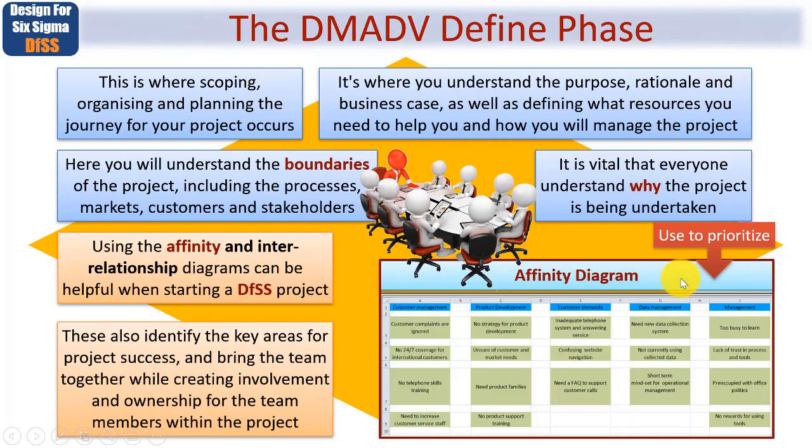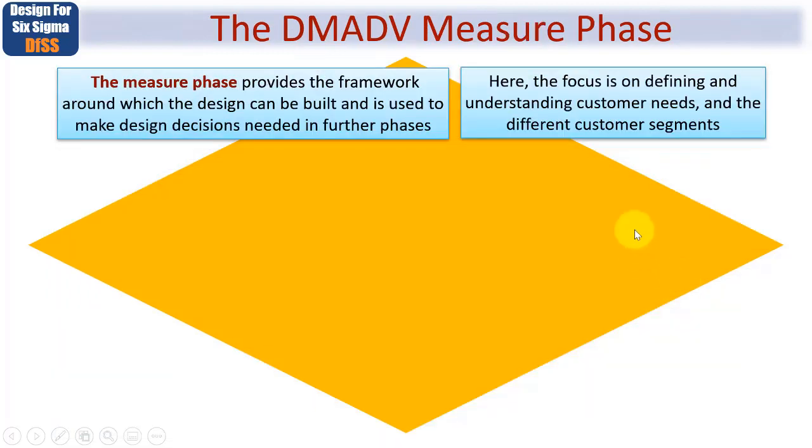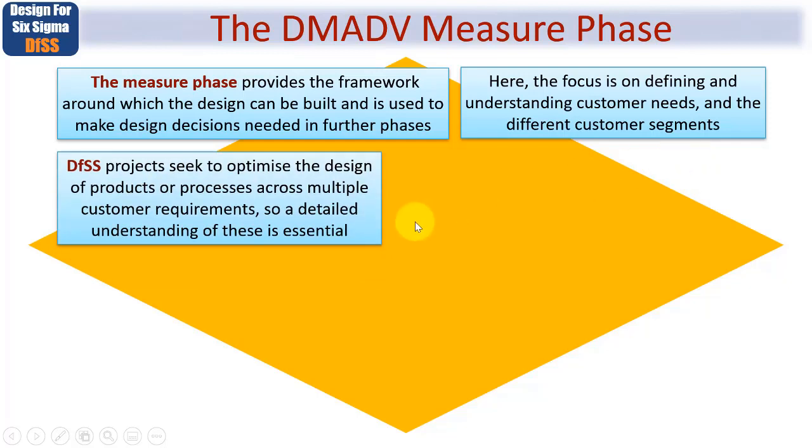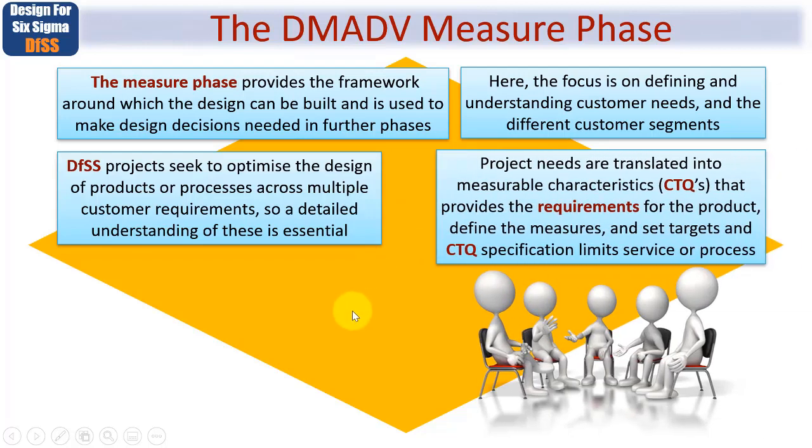The next phase, M, is of course the measure phase. Now, here, the measure phase provides the framework around which the design can be built, and it will be used to make decisions based in further phases. So the focus here is on defining and understanding customer needs and the different customer segments. So design for Six Sigma projects seek to optimize the design of products or services or processes across multiple customer requirements in order that a detailed understanding of all of these can be gained, as this is, as you might imagine, essential. So project needs are translated into measurable characteristics.